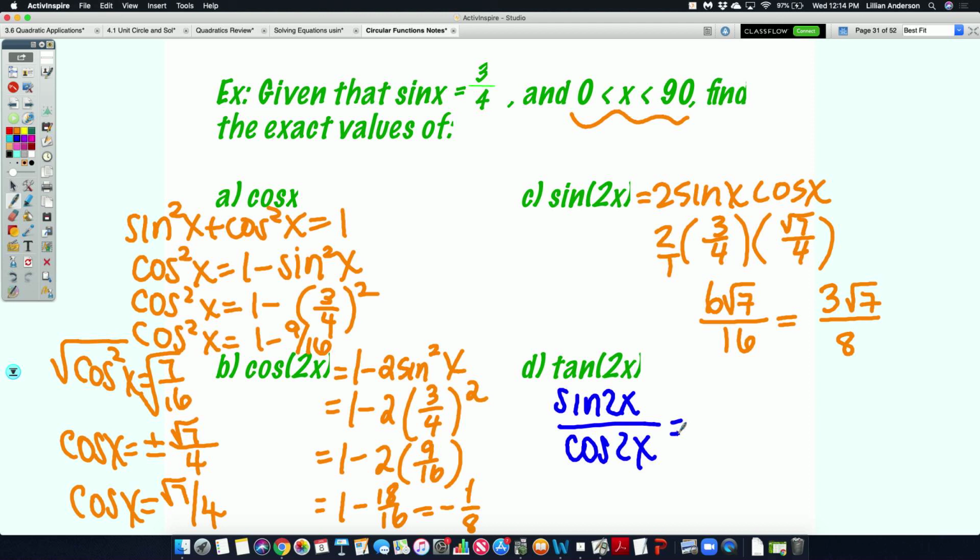We found sine 2x to be 3 square root of 7 over 8. And we found cosine 2x to be a negative 1/8. So we can use those answers to find our tangent 2x by doing a little bit of algebra. To get what? Keep, change, flip. Okay. Yeah, negative 3 root 7. And then that would be the tangent of 2x.